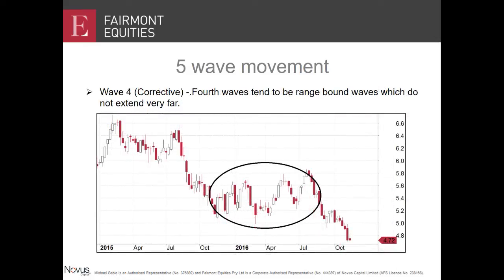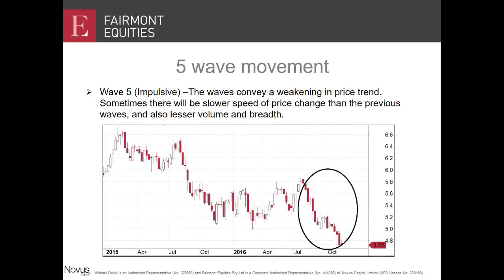We then get wave 4, which is very corrective. So they tend to be range bound and they don't extend very far. So in this instance, wave 3 ended here, and we could see with wave 4 it doesn't really make much progress, and we could see it being very range bound. And once again, it doesn't overlap the end of wave 1 here and the start of wave 2, so we could see there is a definite gap.